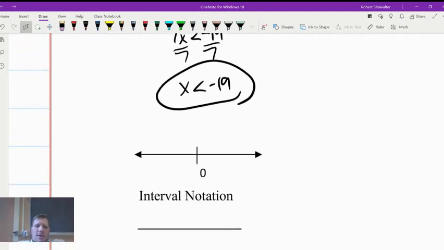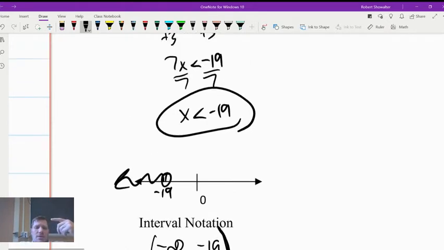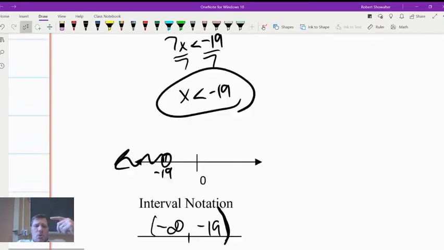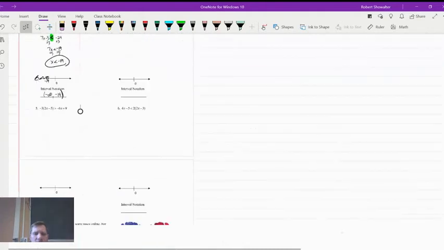Then we're going to graph that again. Negative 19. It's shaded less than negative 19, so we shade to the left. And then we have the interval. We start from the left. We get negative infinity all the way to negative 19, and we stop there. But we have an open parenthesis because we don't actually get to negative 19, since there is no equal part in the inequality. Let's keep going. We're almost there, my friends.